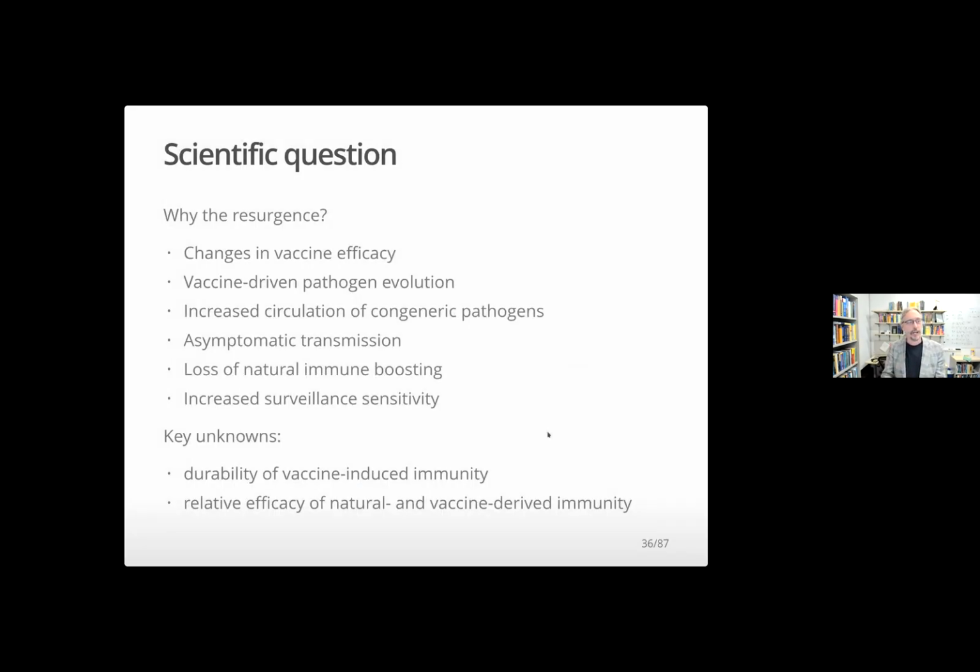So the scientific questions here are to do with the vaccines: whether there are changes in the vaccine efficacy associated with the shift from the whole cell to the acellular pertussis vaccine, whether the pathogen is itself evolving in response to the vaccine, through antigenic evolution, to evade protection, or some other characteristics of the bacterium changing. Whether there are various other explanations to do with asymptomatic transmission or loss of natural immune boosting, or even merely increased sensitivity of surveillance. In all of these explanations, the key unknowns that we are forced to try and estimate are things like the duration of effective vaccine-induced immunity, and the relative efficacy of natural immunity to vaccine-derived immunity.